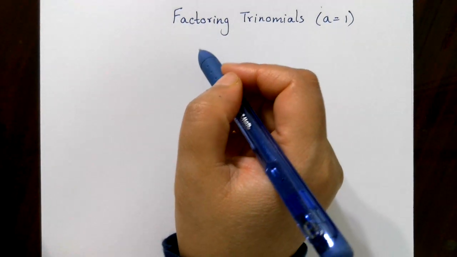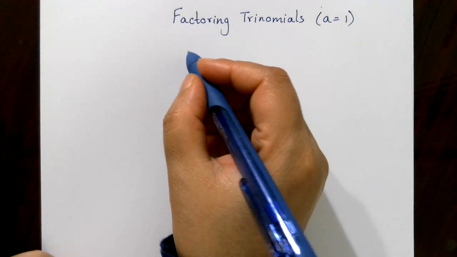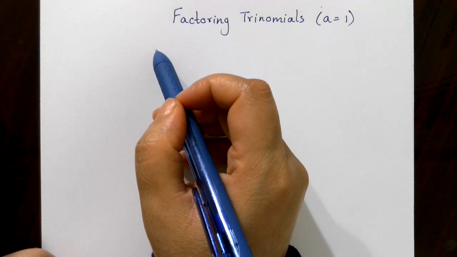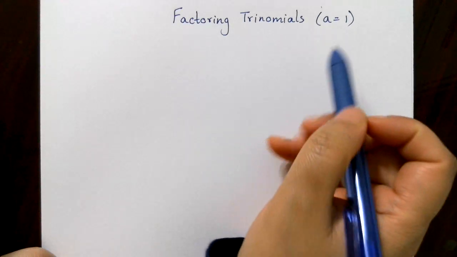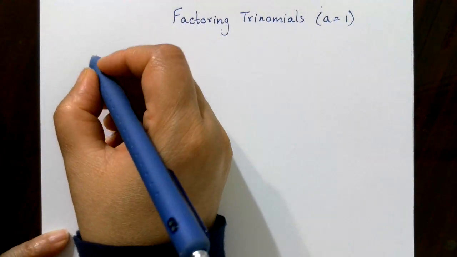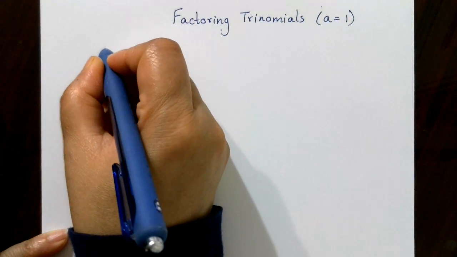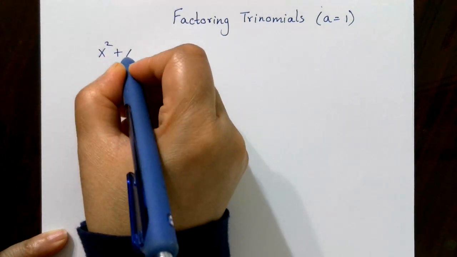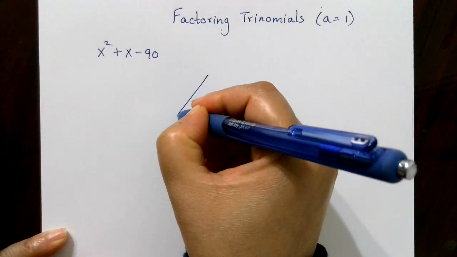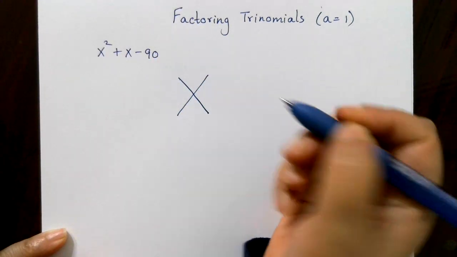Factoring trinomials is one of the important concepts in algebra, and I'm going to show you how to factor trinomials with a leading coefficient of 1 using the x method. So let's get started. If we have x squared plus x minus 90, you start by putting an x here.